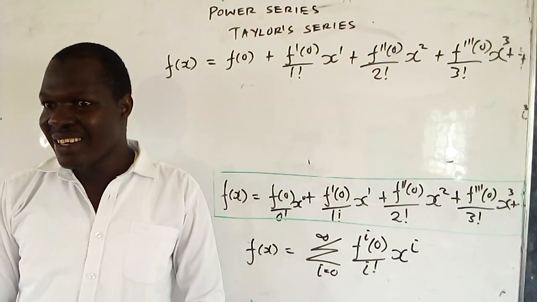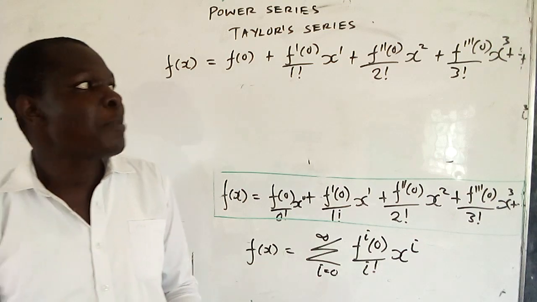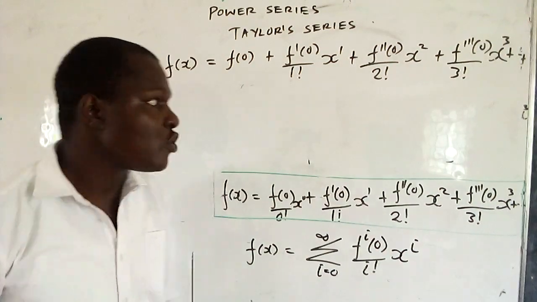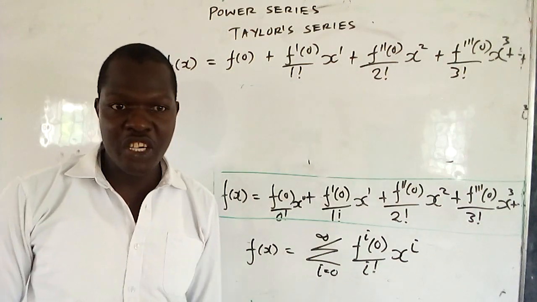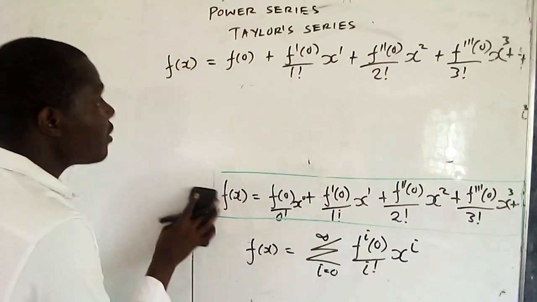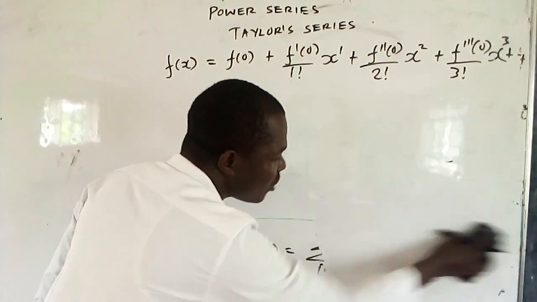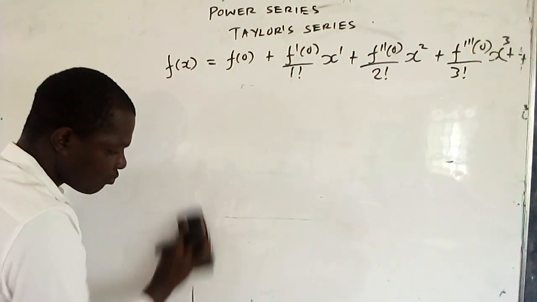Yes. Are we together? Because sometimes they will tell you to expand up to the term in x cube, meaning you reach there, isn't it? You reach where they want you to reach because that series is going up to infinity, isn't it? So we go on, that is the Maclaurin series. Now we want to use this Maclaurin series to get the Taylor series.